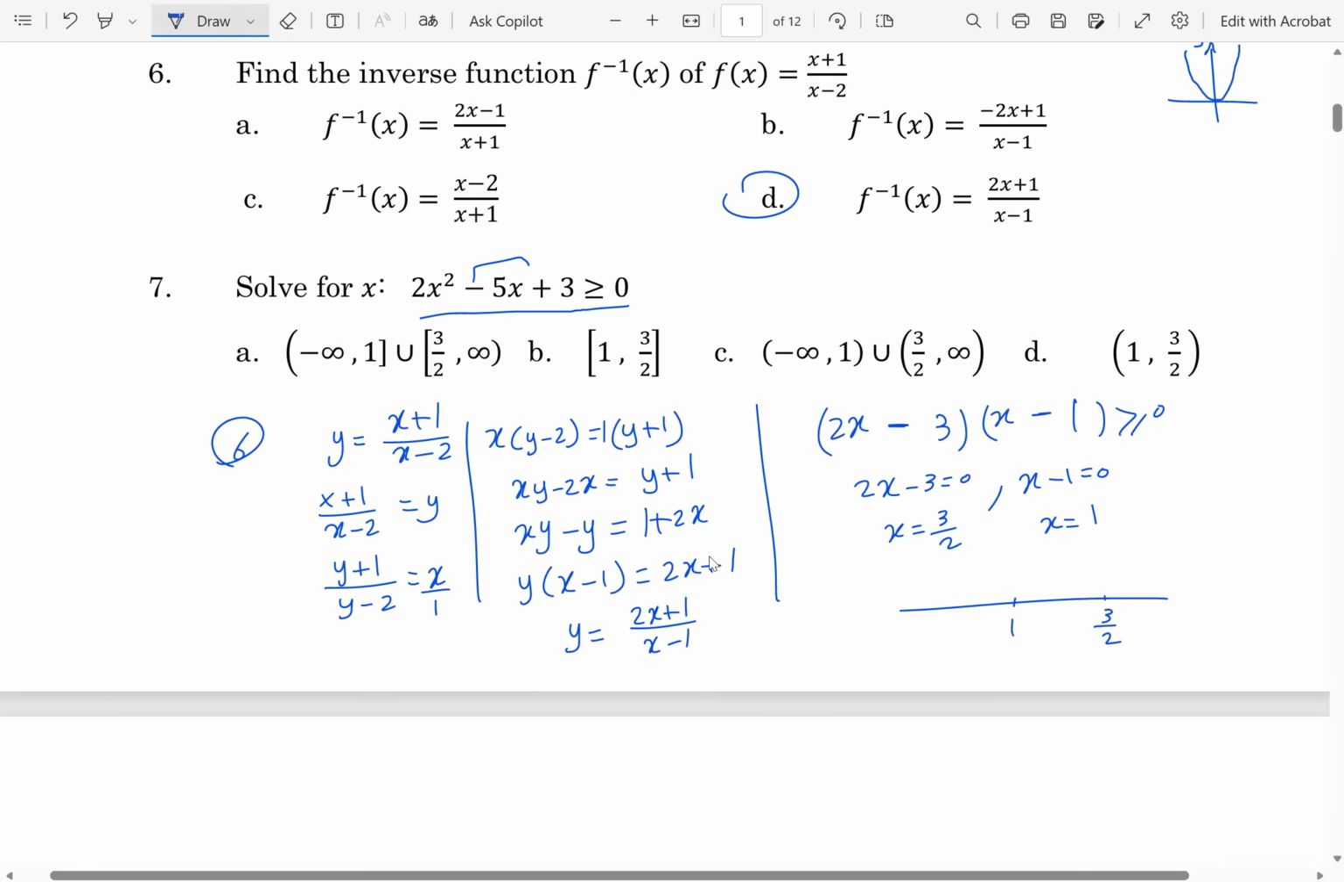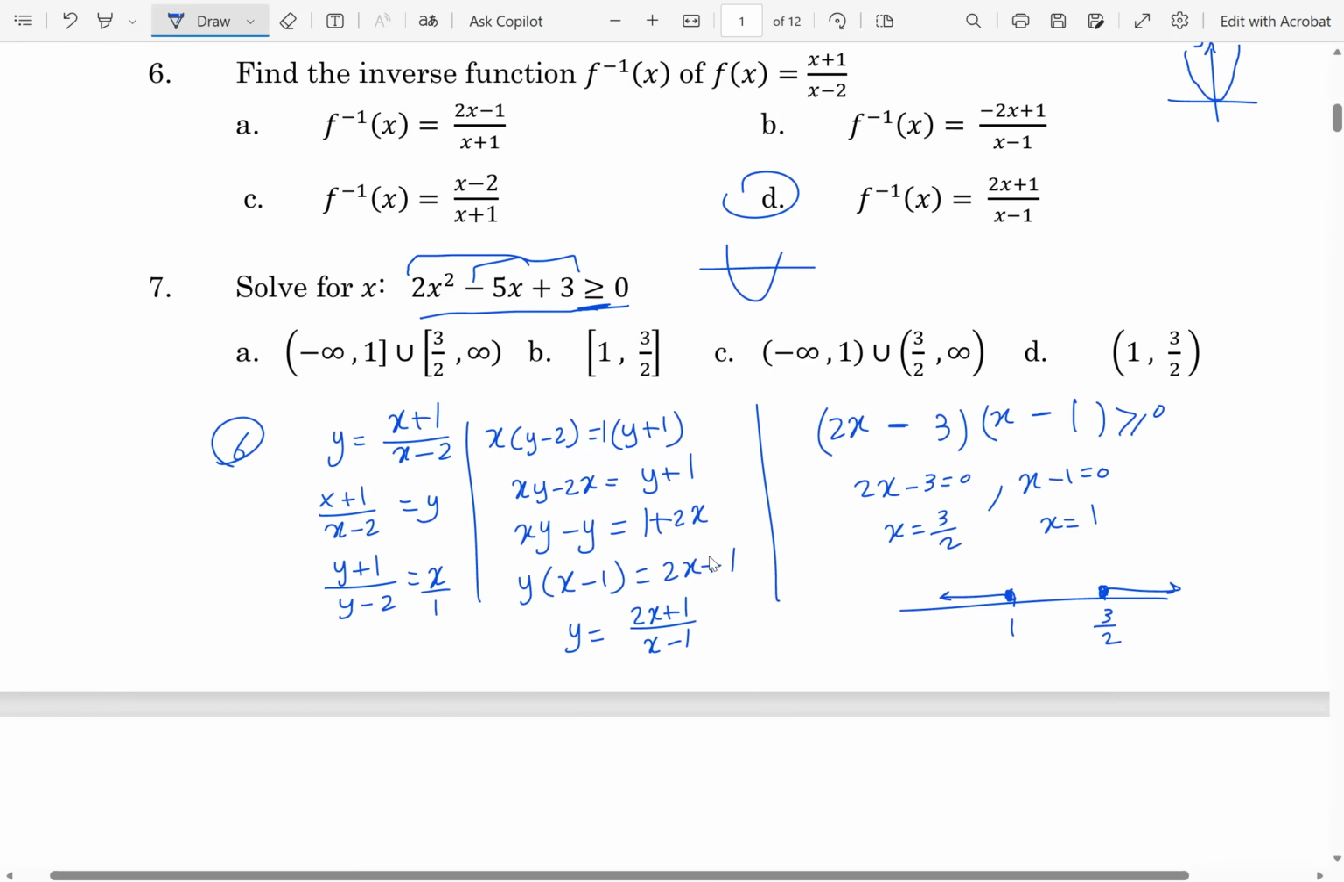The polynomial, this curve, is a parabola opening upward. So I need this parabola to be positive, here in this part. This is closed because I have bigger than or equal to 0, and also in this part. It means any values bigger than 3 over 2 or less than 1 make this expression bigger than or equal to 0.